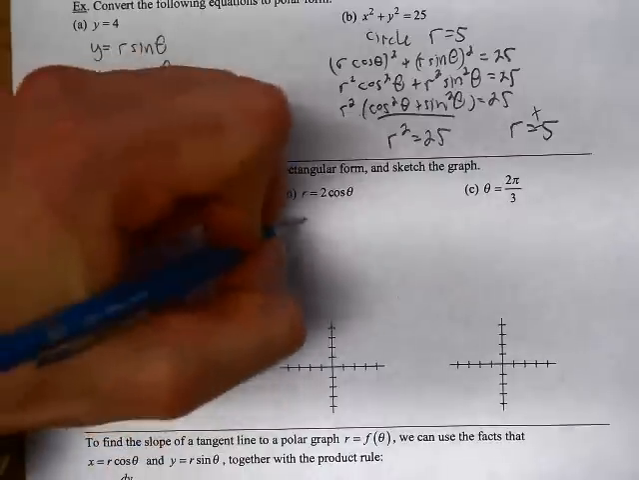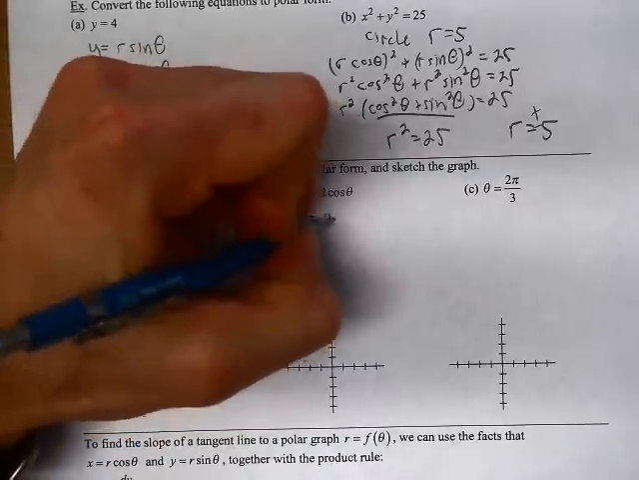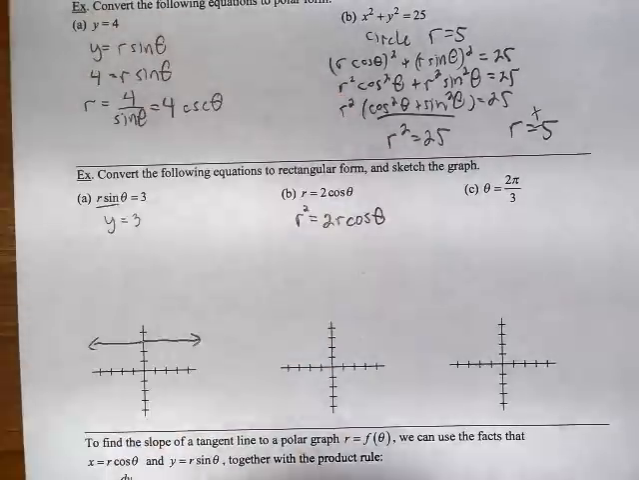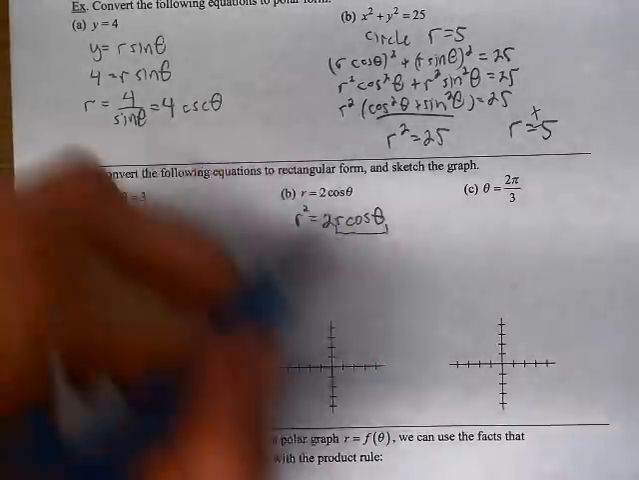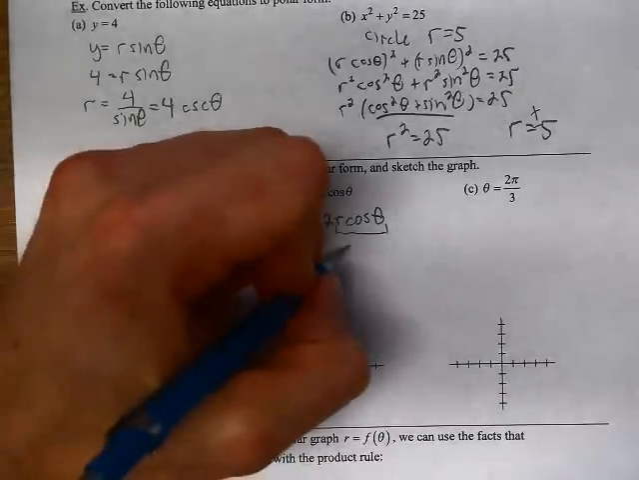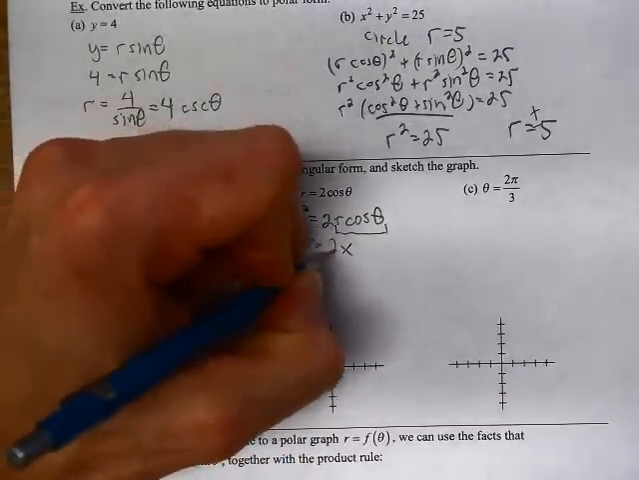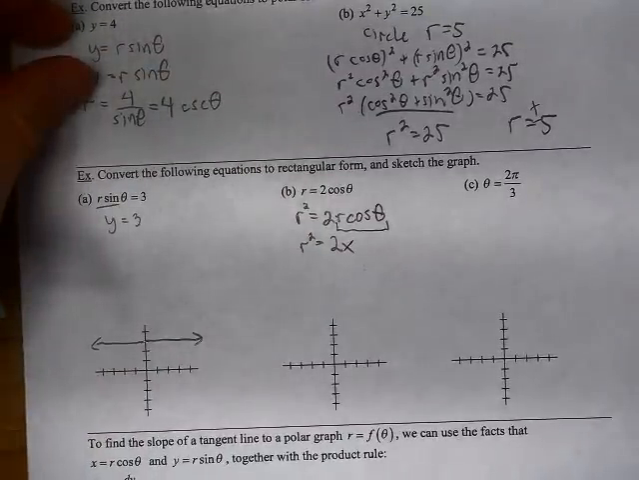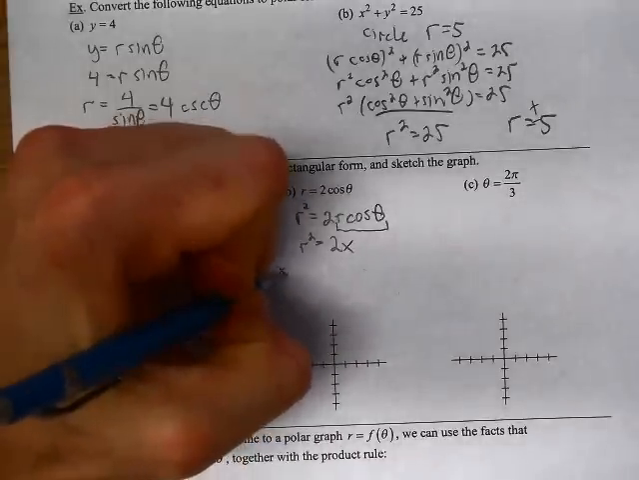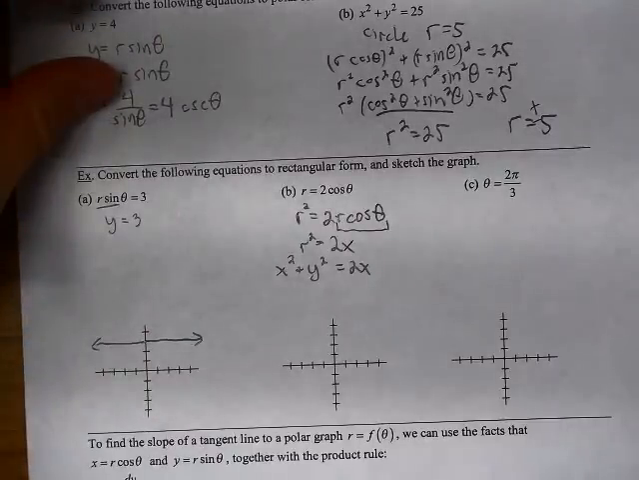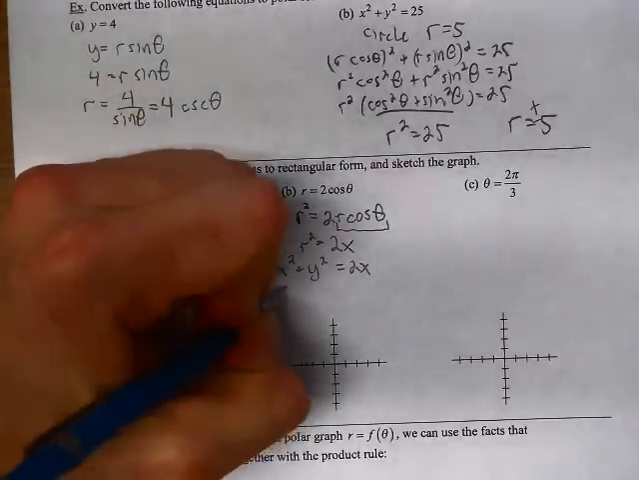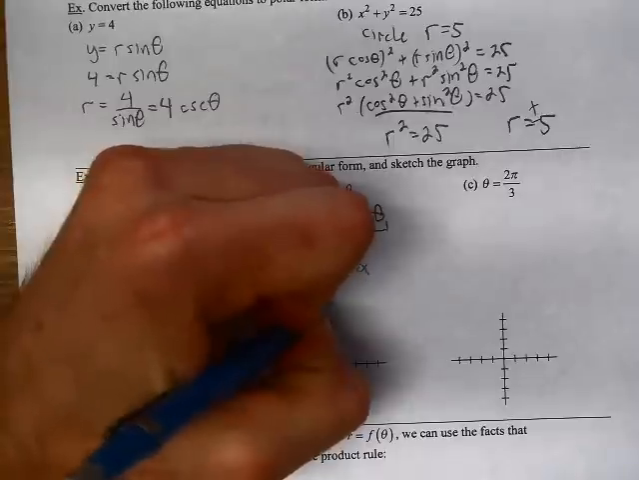I can do that. It might not be obvious why I'm doing this until after I do it, but I'm going to multiply both sides by r. And I get r squared equals 2r cosine theta. And now maybe we can see the reason for doing that is that this is just x. So r squared equals 2x. I know r squared is x squared plus y squared. So I'm going to put this in this form here.